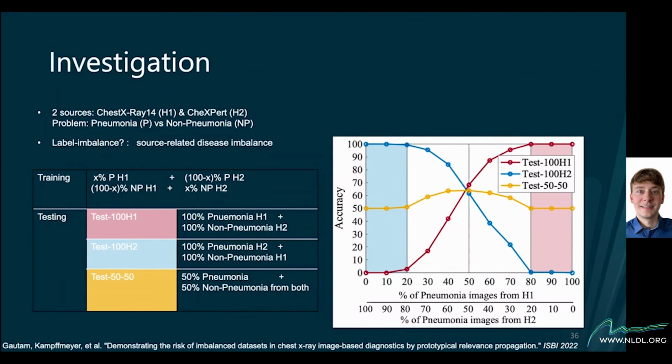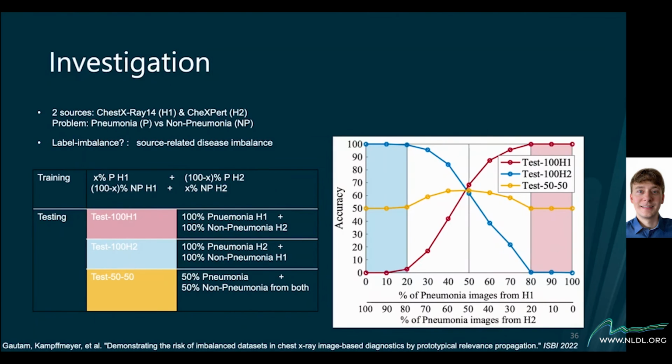But in this case, 0% pneumonia images from hospital 1 just means that all the images that come from hospital 1 are non-pneumonia images. And similarly, 100% of pneumonia images from hospital 2 just means that all the images from hospital 2 are of patients that have pneumonia. So this is kind of the extreme case, right? And then we vary these percentages all the way until we now have 100% of the images from hospital 1 of patients with pneumonia and 0% of the images from hospital 2 of patients with pneumonia.